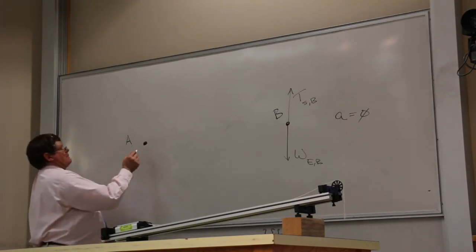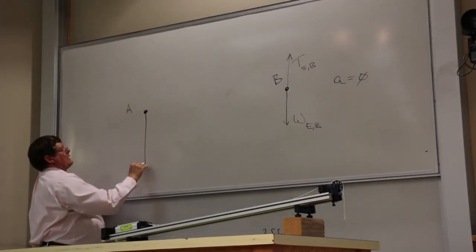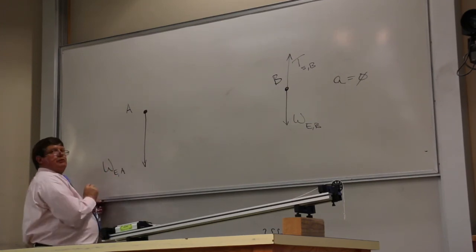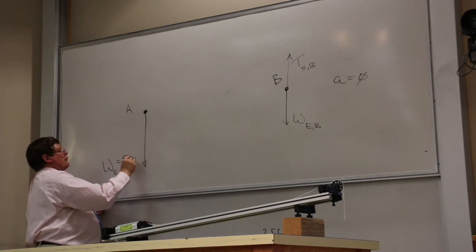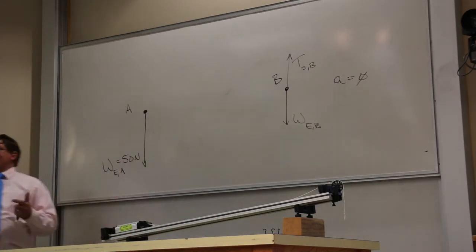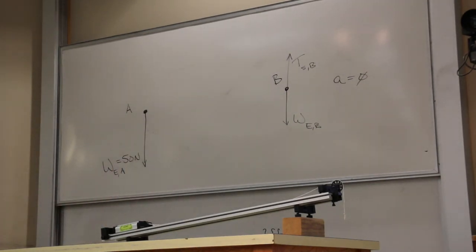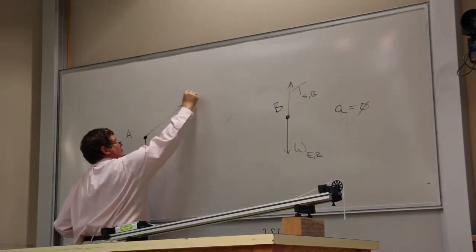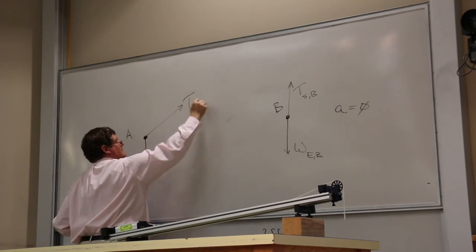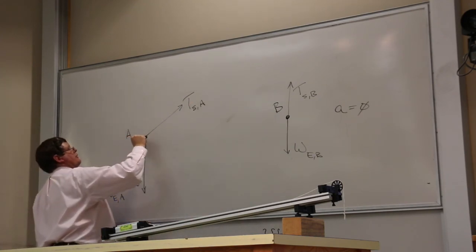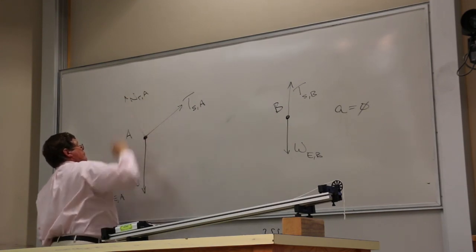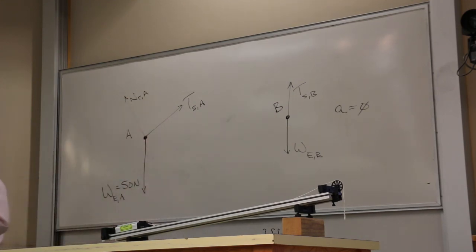Now I go to A. The first force I put on that diagram is the weight force, Earth on A. I'm told in this problem that's a 50 newton force. I then ask are there any magnets? No. What touches A? Well, the string pulls up the ramp with a tension force, and the ramp pushes with a normal force, but not a friction force. And so those are my free body diagrams.